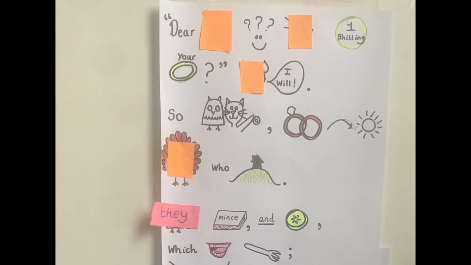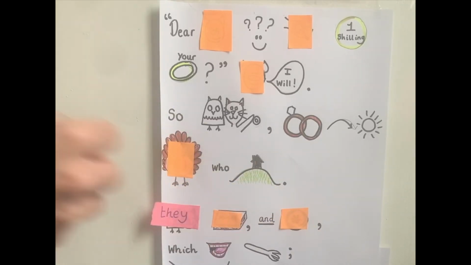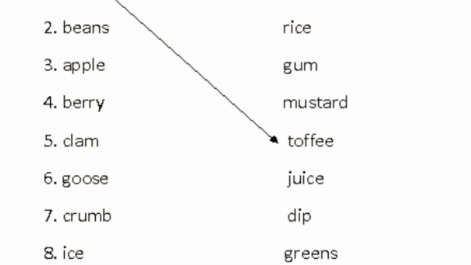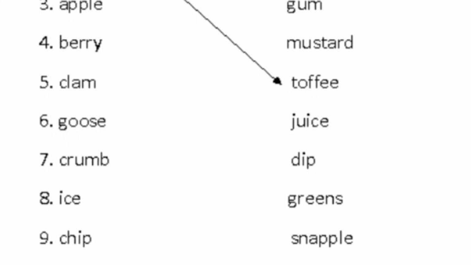They dined on mince and slices of quince. What will your new characters dine on? Remember, these two words need to rhyme. There's some ideas on the screen if you're stuck, but you're still going to need to match them up.